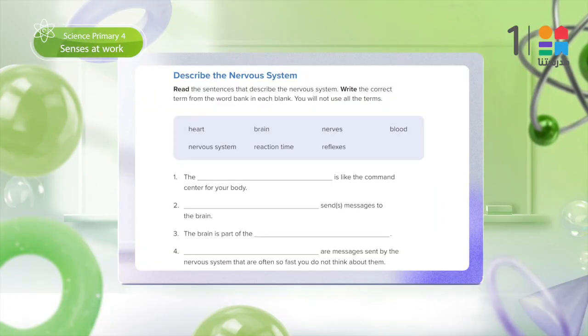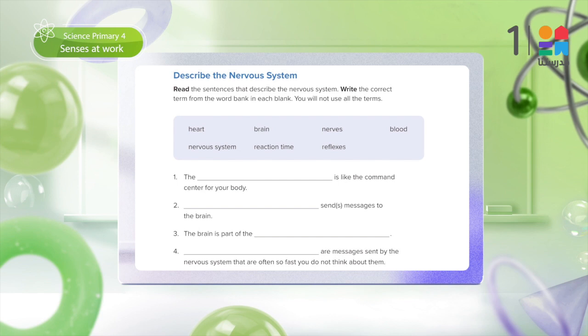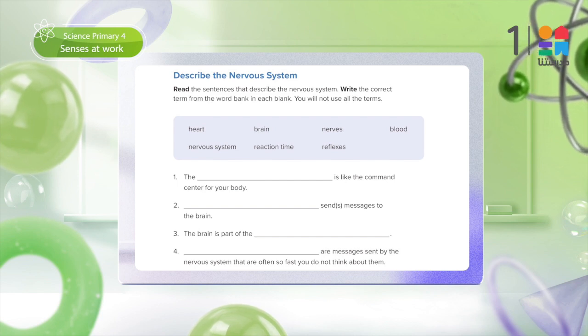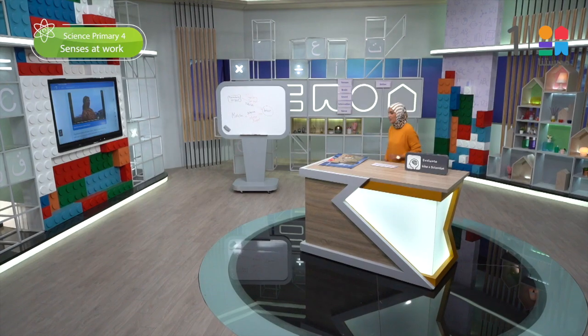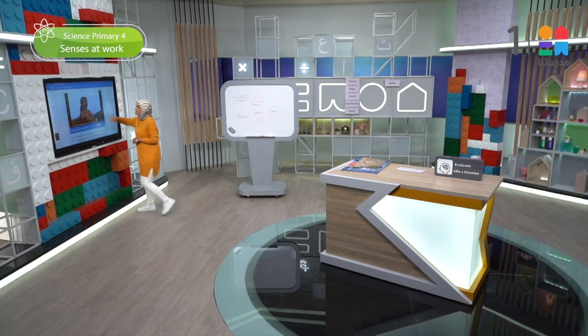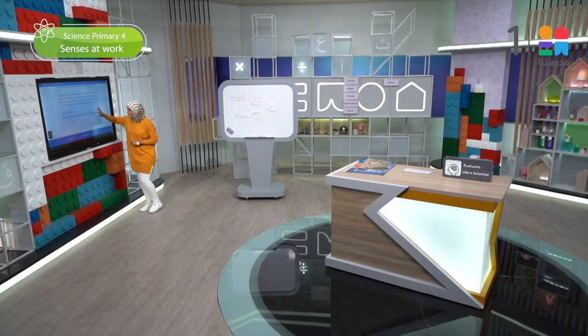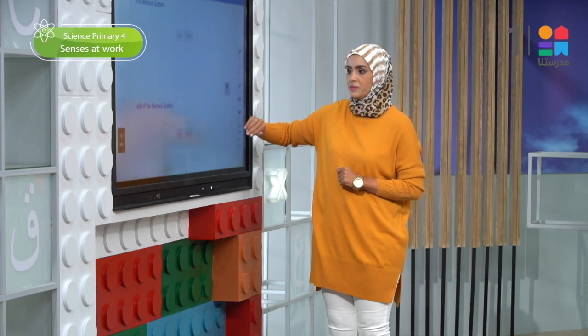Open the book on page 59 and read the sentences that describe the nervous system and think about what are the correct terms that describe the nervous system to complete the sentence. We will see together some samples of the answers of your colleagues. Here.